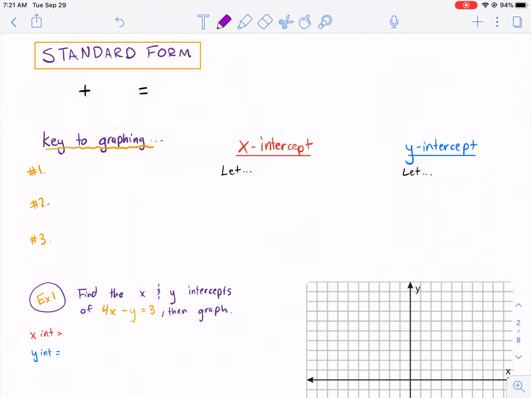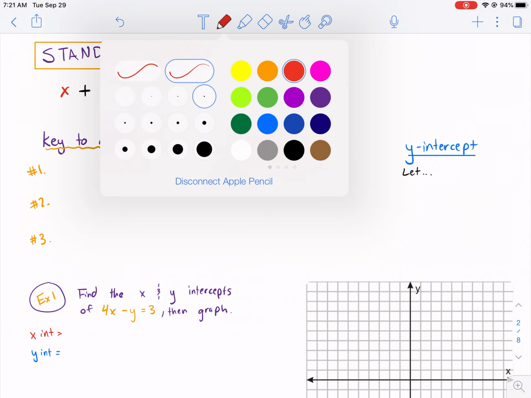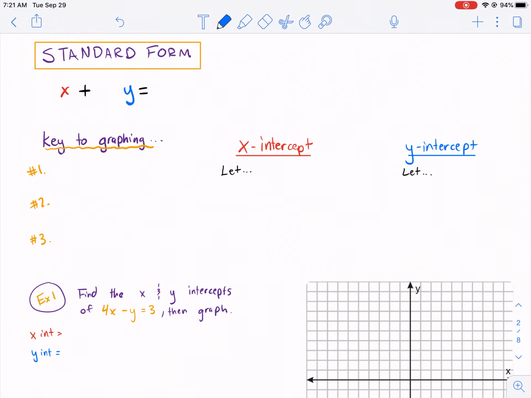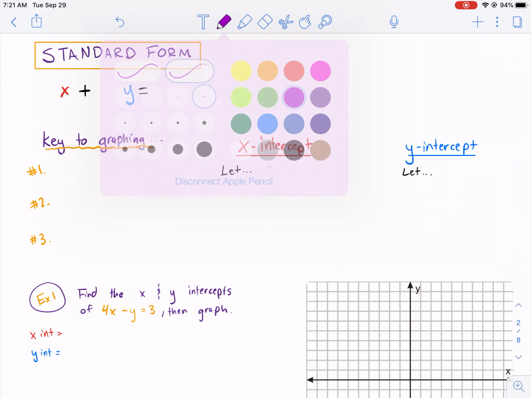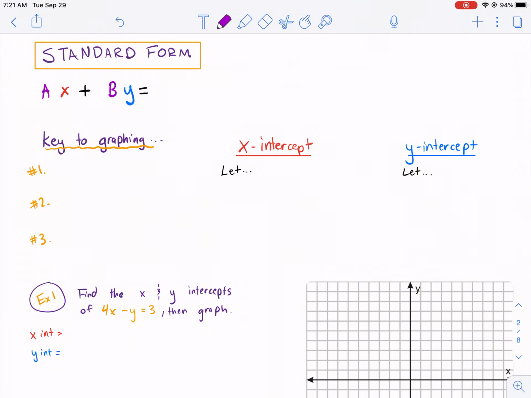Okay, standard form. What is standard form? Well, that's when we have the x and y on one side of the equal sign together. And generally you'll see it in this form. You'll see ax plus by equals c, like that. Now, what are some keys to standard form? Key number 1. X and Y are on the same side, okay? And I just talked about that, and you can see that here in this example, you see X and Y, and they're both on the left side of the equal sign, okay?